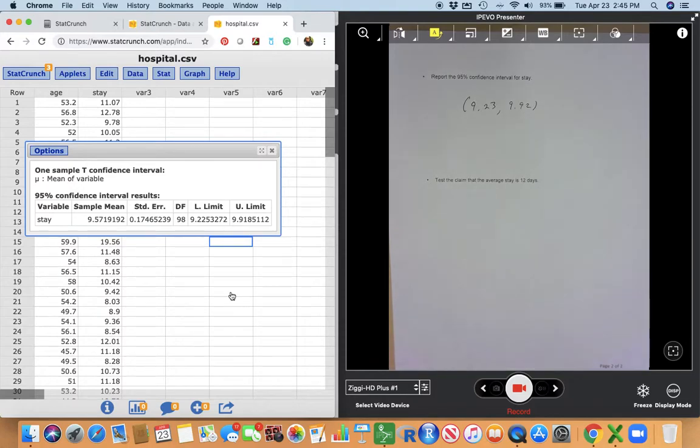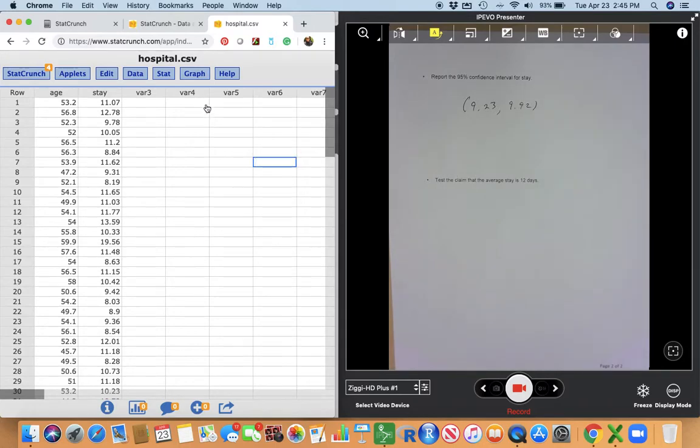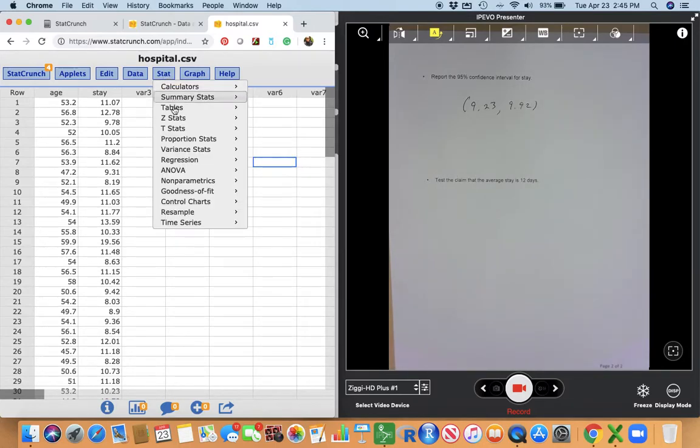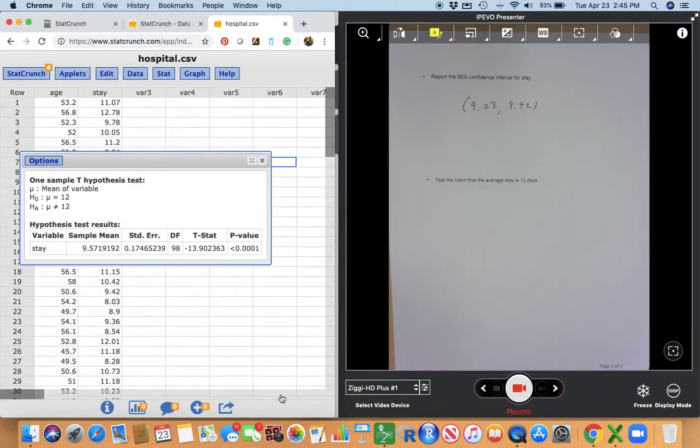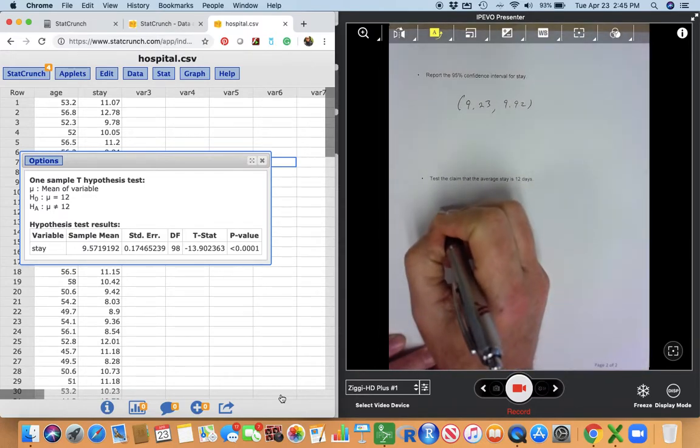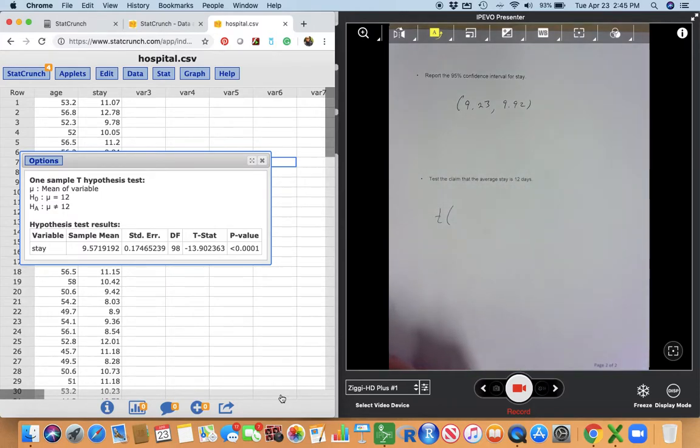So, okay, so cool. Now, the next thing we want to do is test the claim that the average stay is 12 days. So I can go to stat, again, t stat, one sample, and with data. So I want stay, because it says so. And I want to perform mu equal 12 versus mu not equal to 12. All right, cool enough. Now the way this is presented is just a little different. So what I would do here, I would give the letter T because we did a t-test.